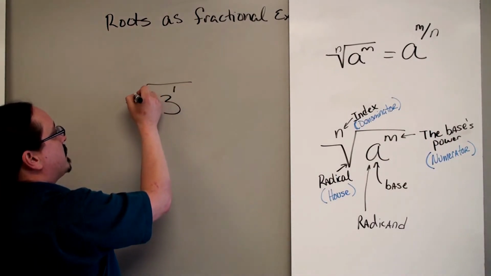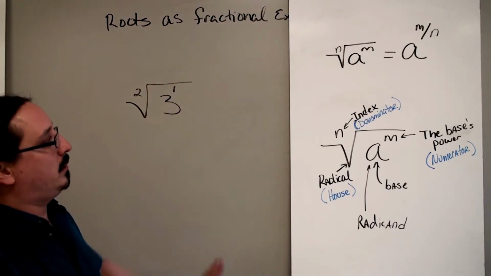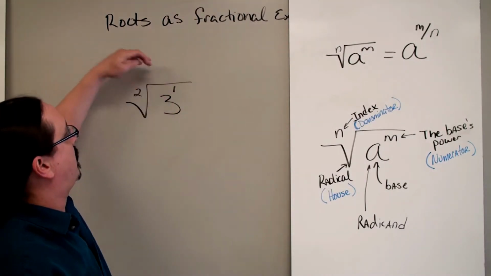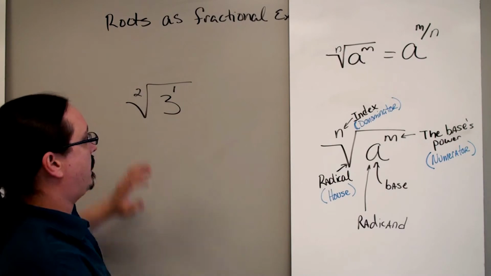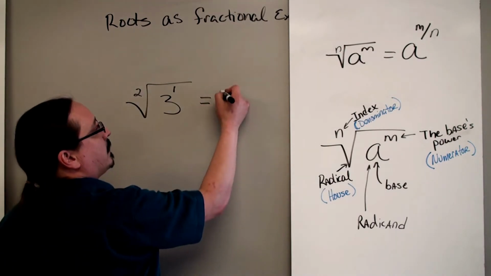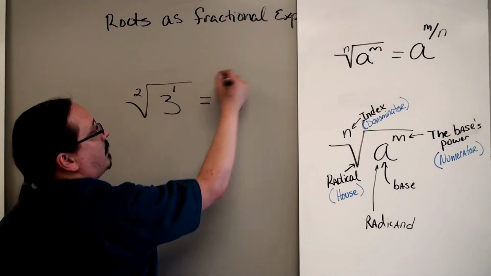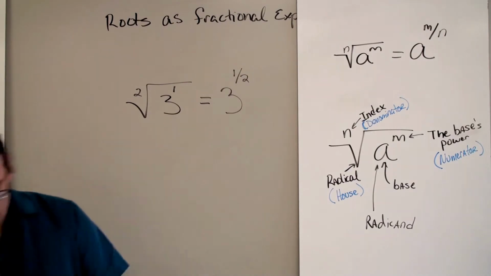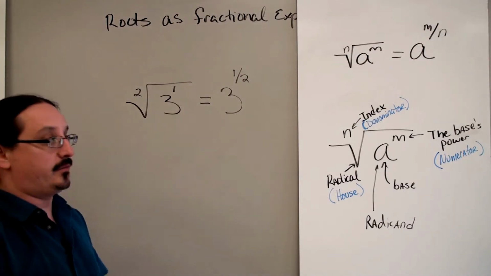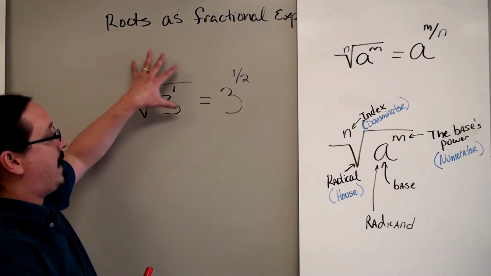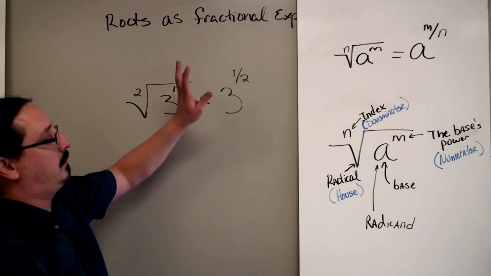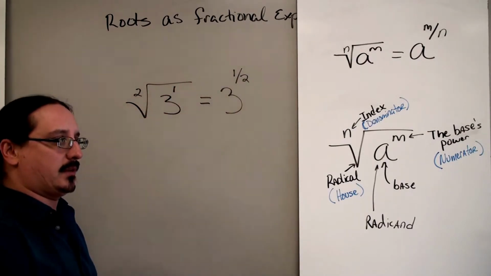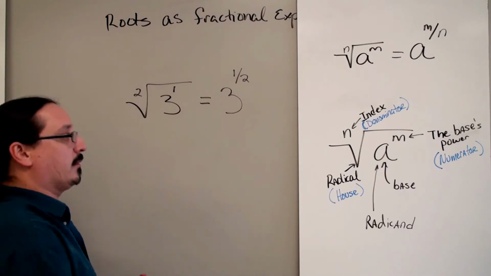And let's label that this is the square root. So here it would be in this form: our a is 3, our m is 1, and our index is 2. As a fraction, it would be 3, there's our a, to the 1/2. Okay, we've just converted a radical into an exponent, a base with a fractional exponent.